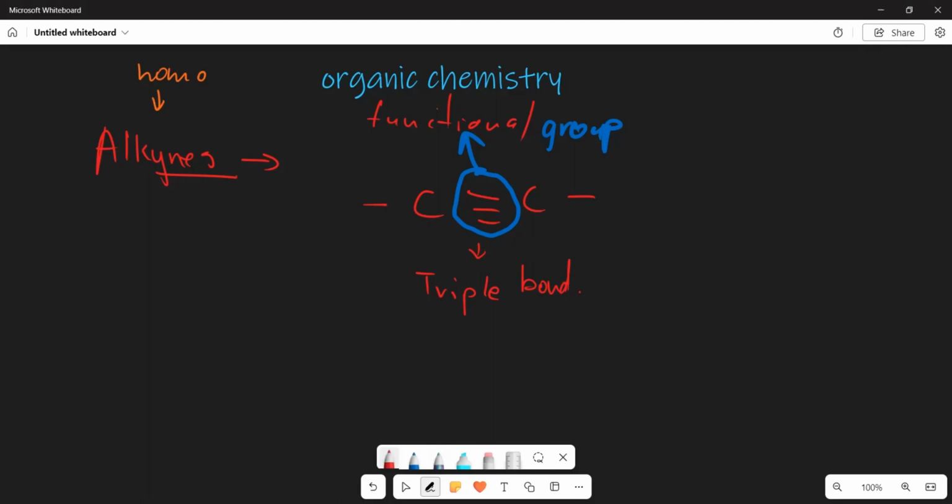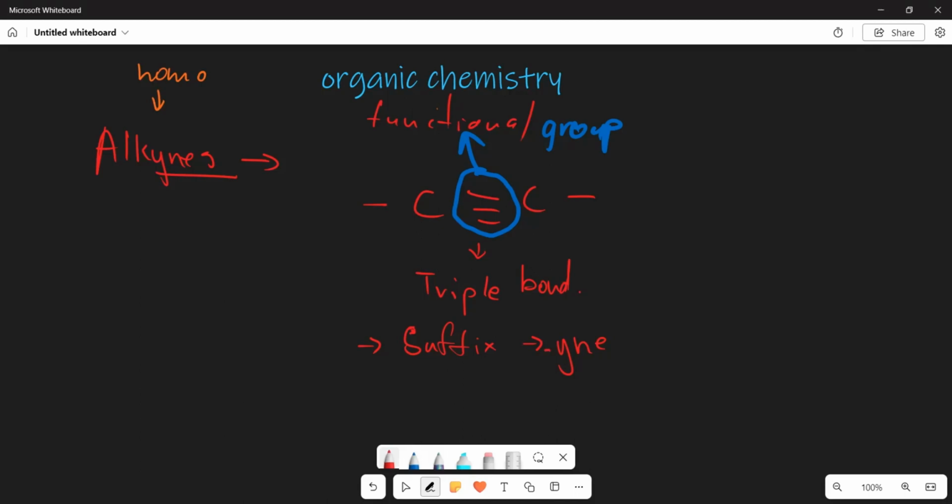And now, what else can we identify from this particular family of alkynes? It consists of a suffix, which is basically going to be YNE. So that is going to be the suffix of this particular name, right?